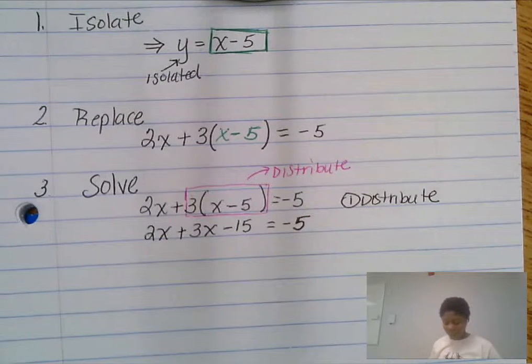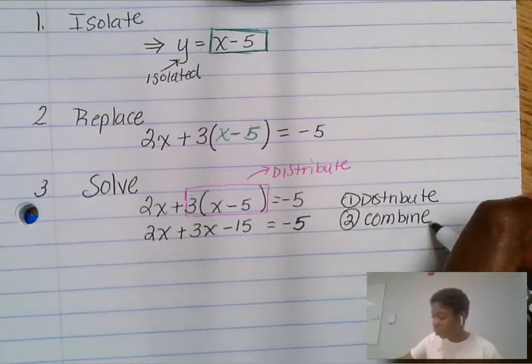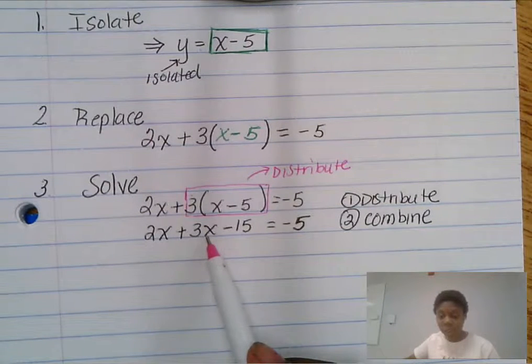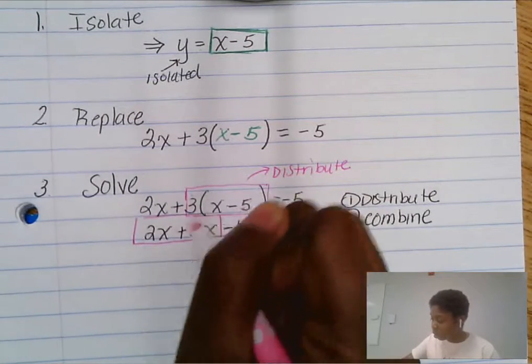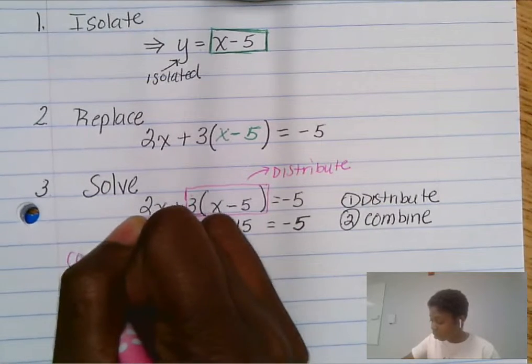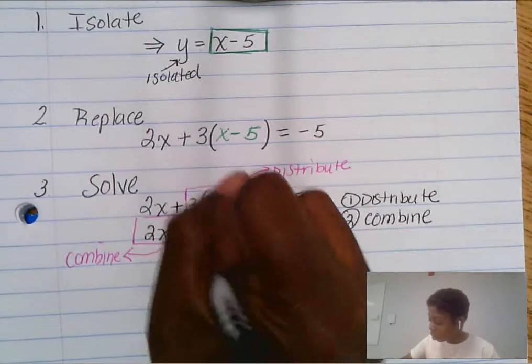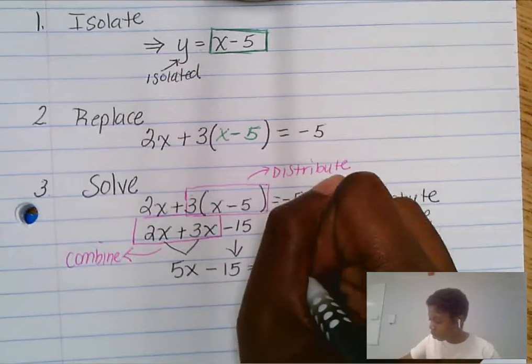All right. Our next step in our mini solving steps is to combine. Now, when we combine like terms, they have to be on the exact same side. So our 2x and our 3x, they are the same term and they're on the same side. So we are going to combine these. 2x plus 3x gives me 5x. Bring down your minus 15 and bring down your minus 5.